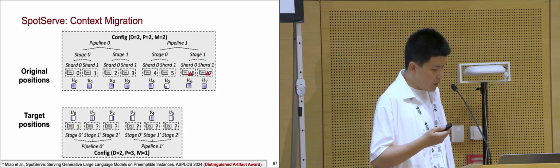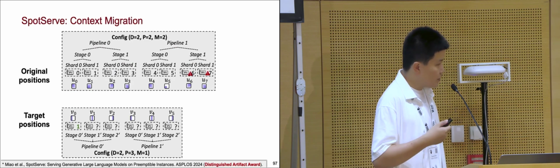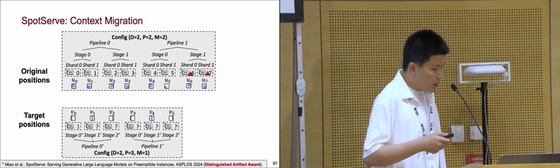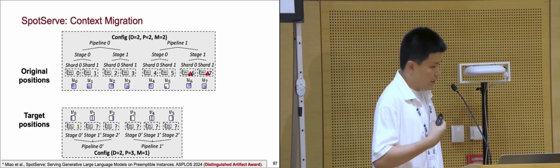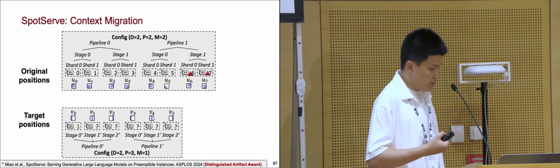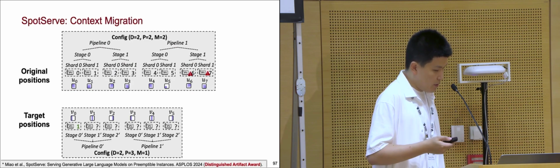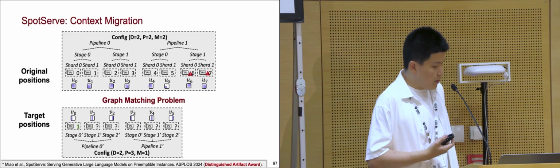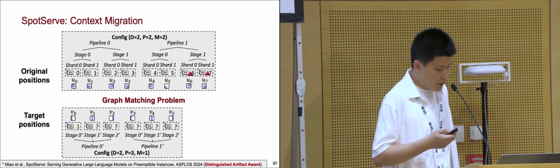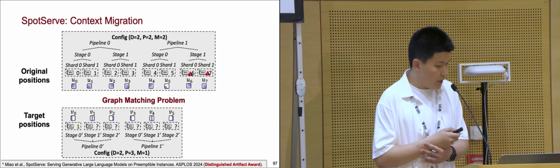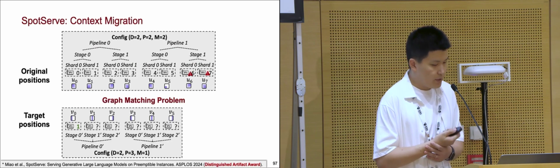So here we propose an adaptive optimization algorithm to find the optimal solution in response to both the dynamic instance availability and the fluctuating inference workloads. The following question is when and how we should change the parallel configuration. We introduce the context migration algorithm to solve this problem.